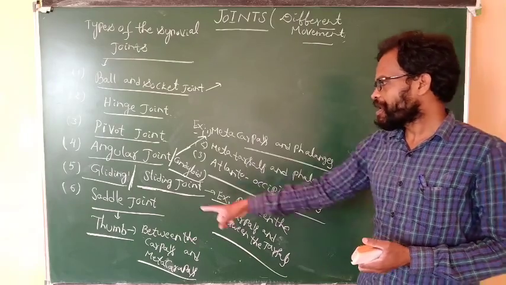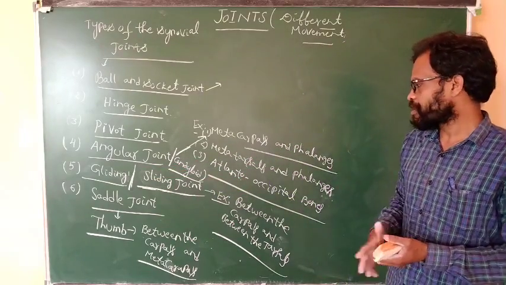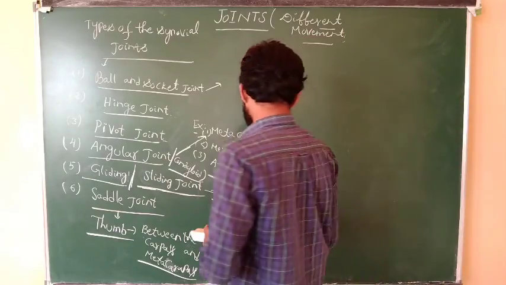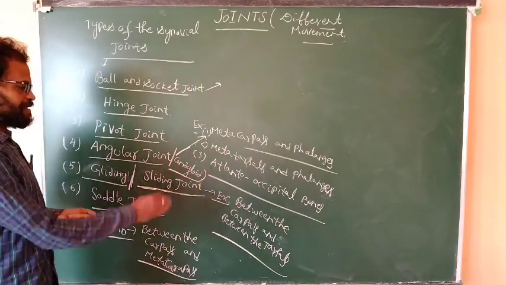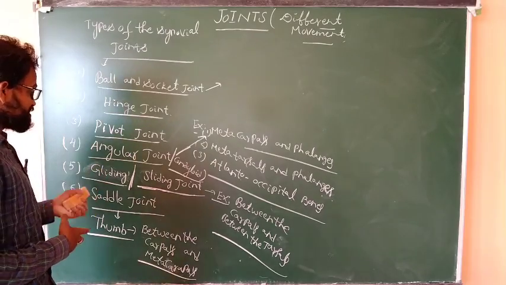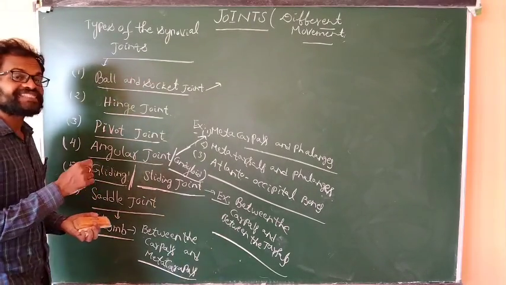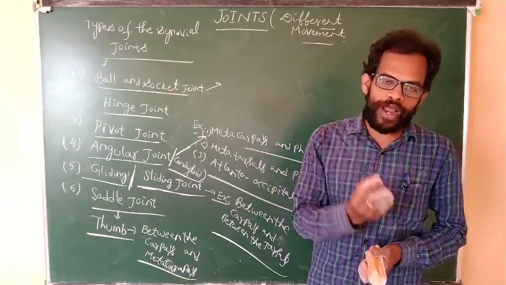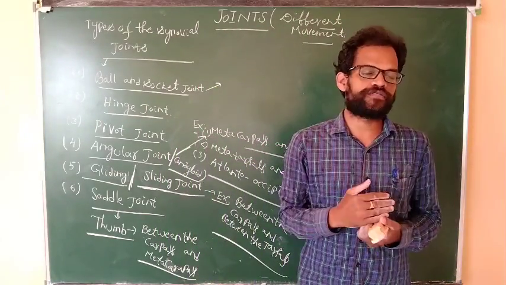Atlanto-occipital joints. Next, gliding and sliding joints. What is an example? Between the carpals and tarsals is the best example. Second example, the thumb, between the carpals and metacarpals. These are the different types of joints that are helpful for movements. Thank you.